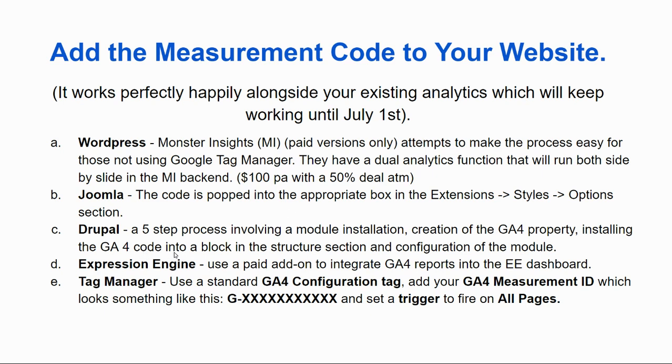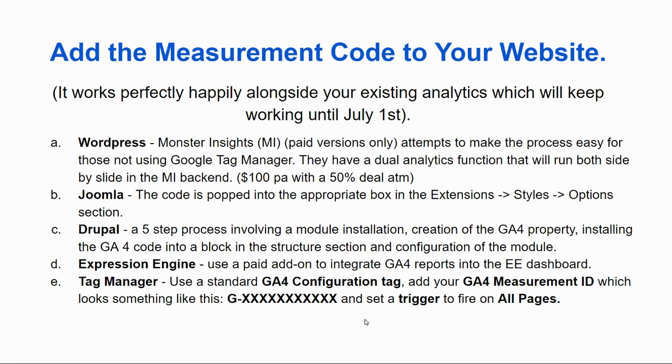Drupal, not particularly familiar with, but that seems to involve a 5-step process as spelt out there. Expression Engine has got a paid add-on to integrate GA4 reports. But if you're not using any of those, or you're trying to cut down on extensions and add-ons and whatnot that might slow your website down, then Google Tag Manager is probably the way to do it.